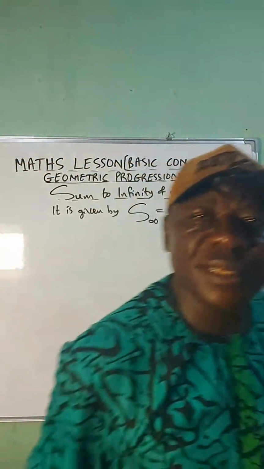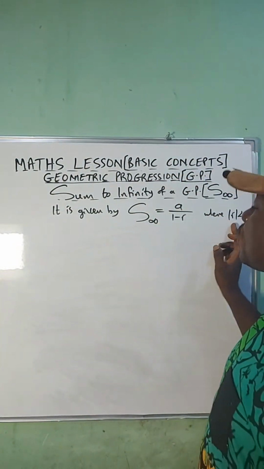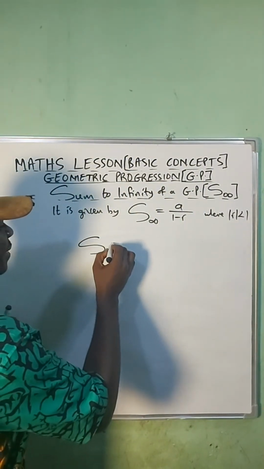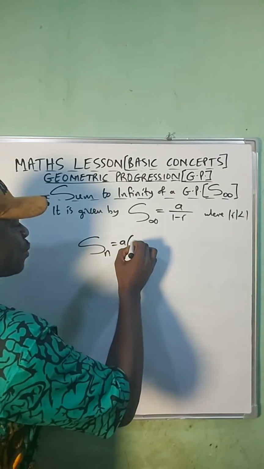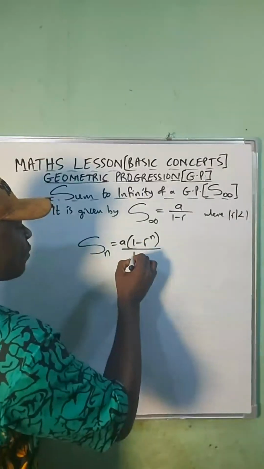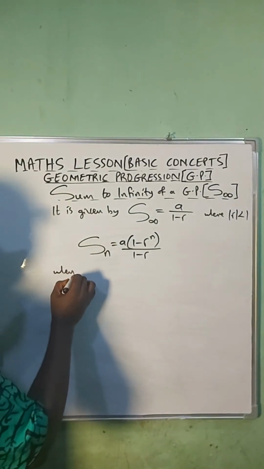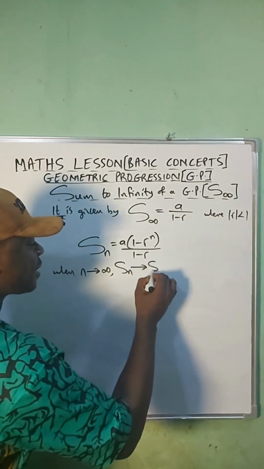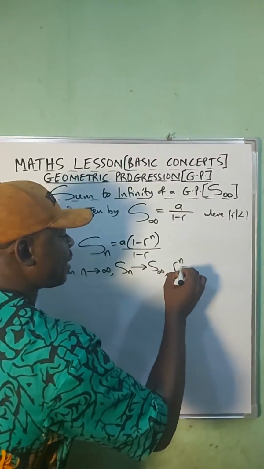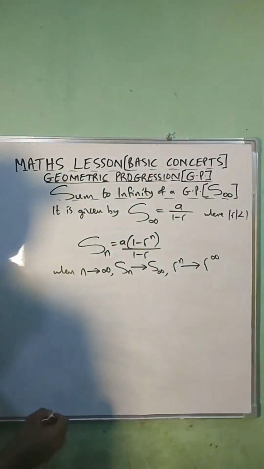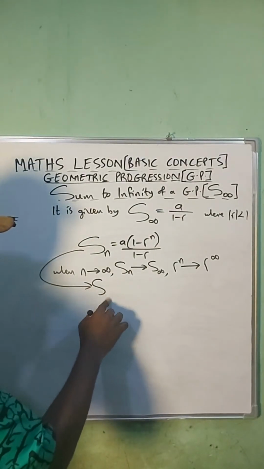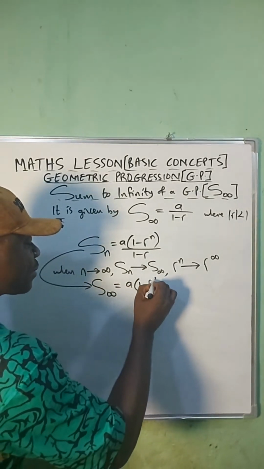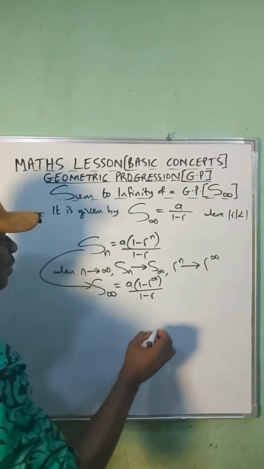So for sum to infinity to occur in a geometric progression, the common ratio must be less than 1. Why must the common ratio be less than 1? Because Sn equals a into 1 minus r to the power n all over 1 minus r. When n approaches infinity, then Sn will approach sum to infinity. Then r to the power n will approach r to the power infinity. So sum to infinity will be equal to a into 1 minus r to the power infinity all over 1 minus r.